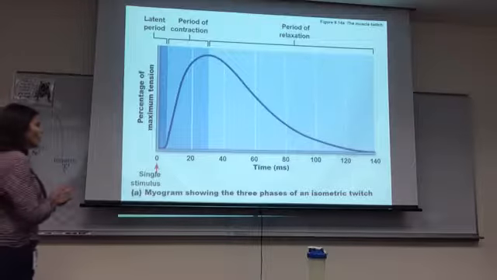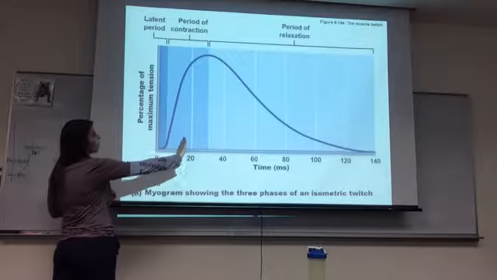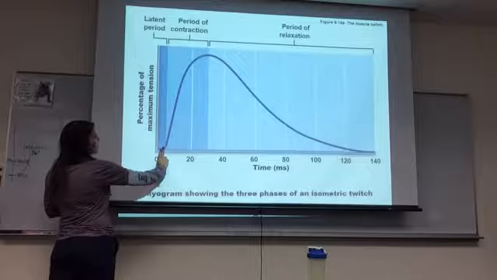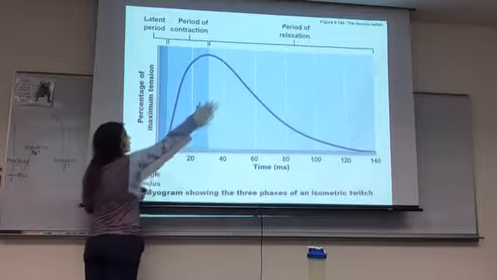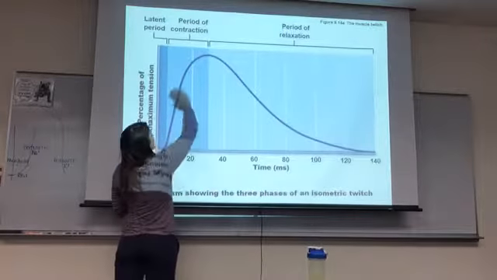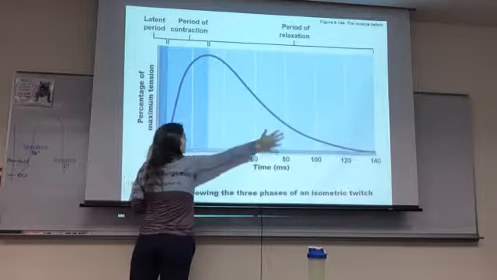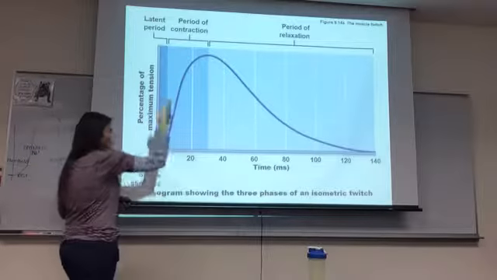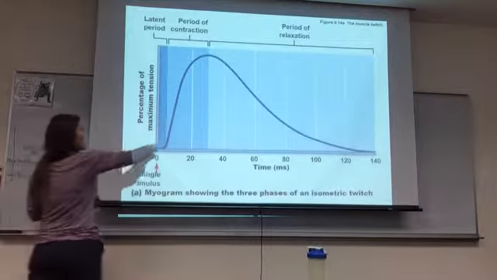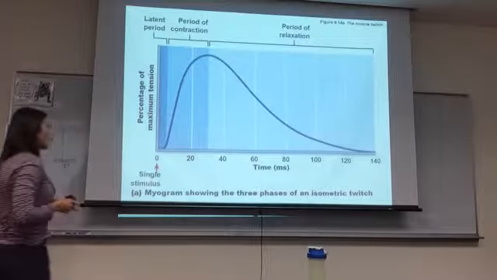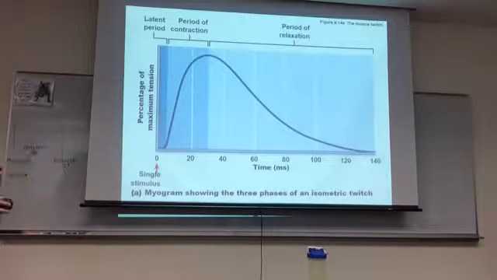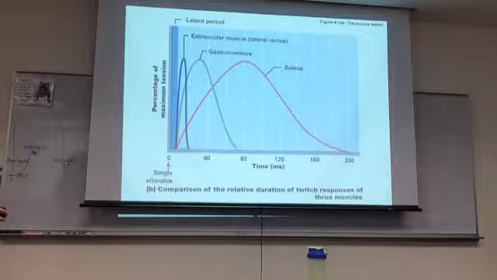Here's kind of what we're looking at. This is not a muscle twitch, but this is showing you the latent period, and here is showing you the period of relaxation. So this is depolarization, repolarization. Even in a muscle twitch, you would have depolarization and repolarization. It would just happen super quick. Okay? But nonetheless, so the period of relaxation.